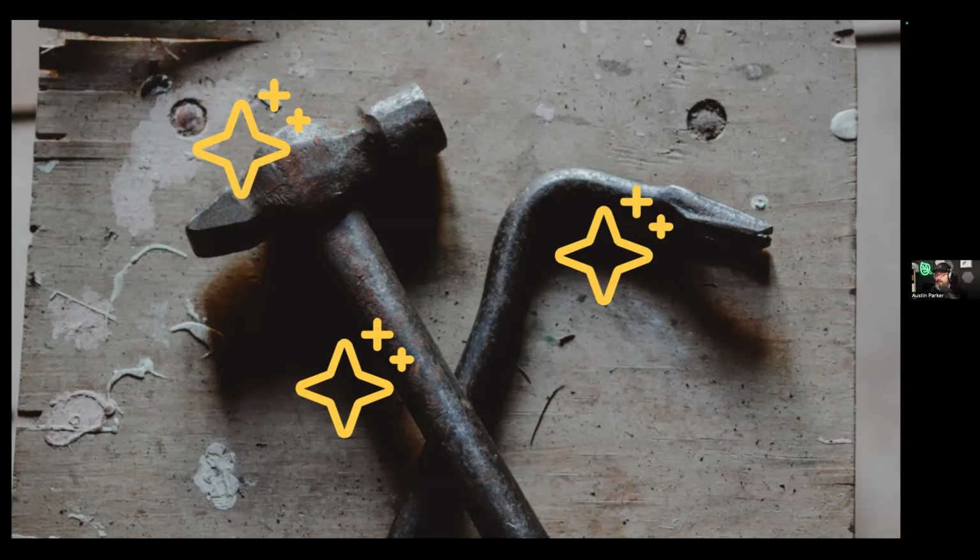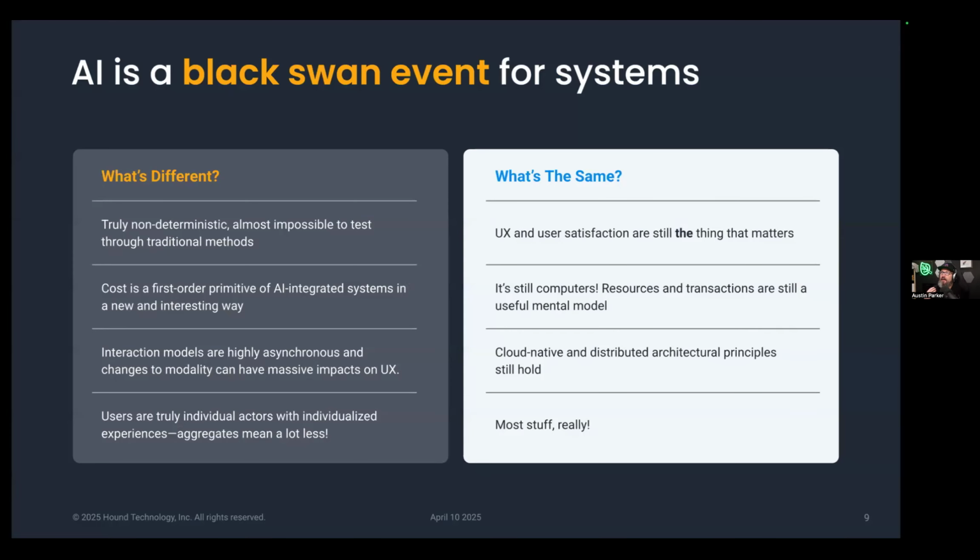I'm not here to tell you how to think about AI, but I am here to tell you that AI is also a lever, right? AI is also a way to multiply our force, to multiply individual forces about problems. And so it's really this black swan event, right?